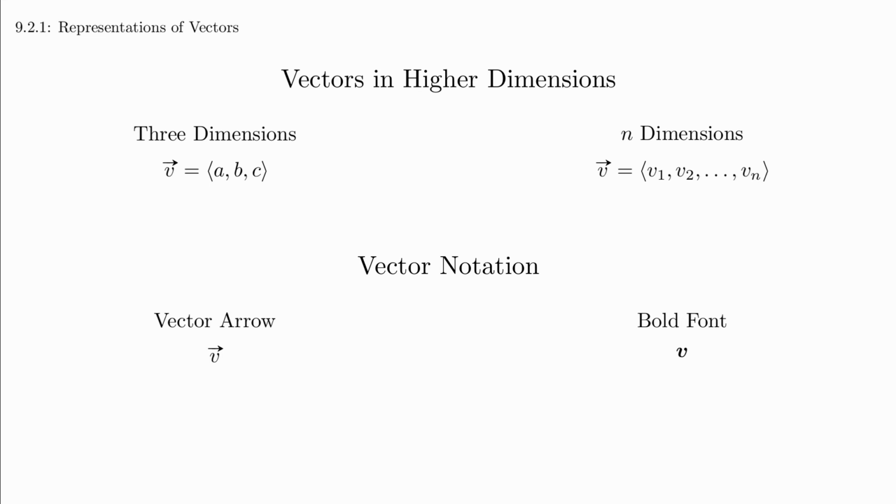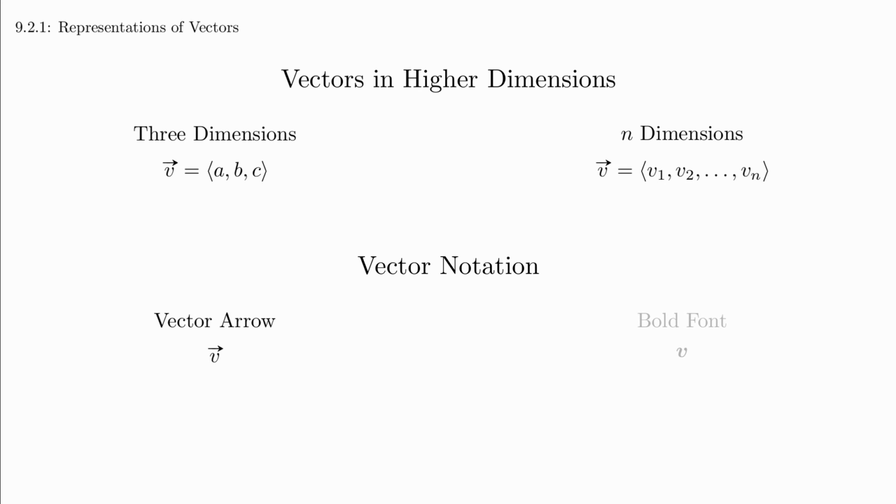As a student, this always annoyed me a little bit because it was very easy to overlook the bold font, which caused me all sorts of problems. So throughout these videos, I will always use a vector arrow for vectors just to be absolutely clear about what type of object a symbol is supposed to represent. I recommend you adopt the vector arrow for your writing as well.